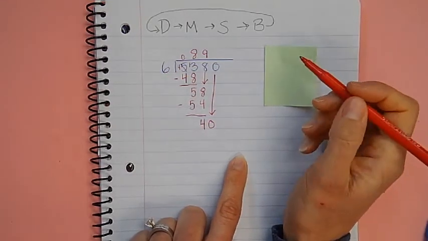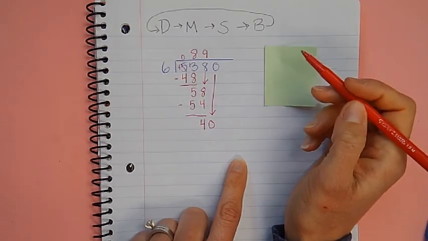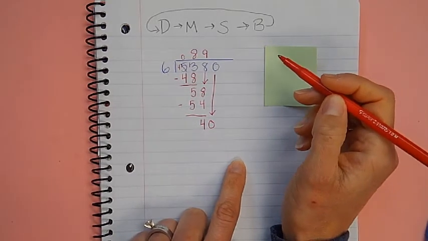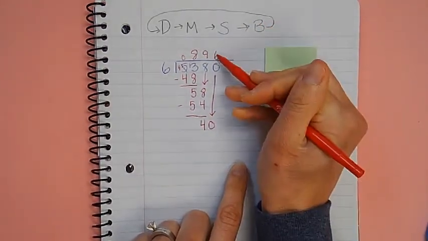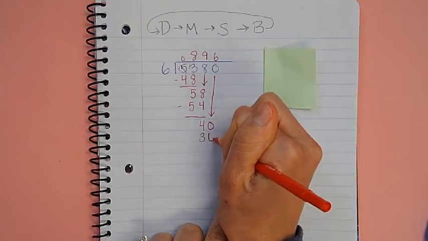Well, I know 6 times 5 is 30. 6 times 6 is 36. 6 times 7 is 42. So that's too much. So I'll use 6 times 6. 6 times 6 is 36.